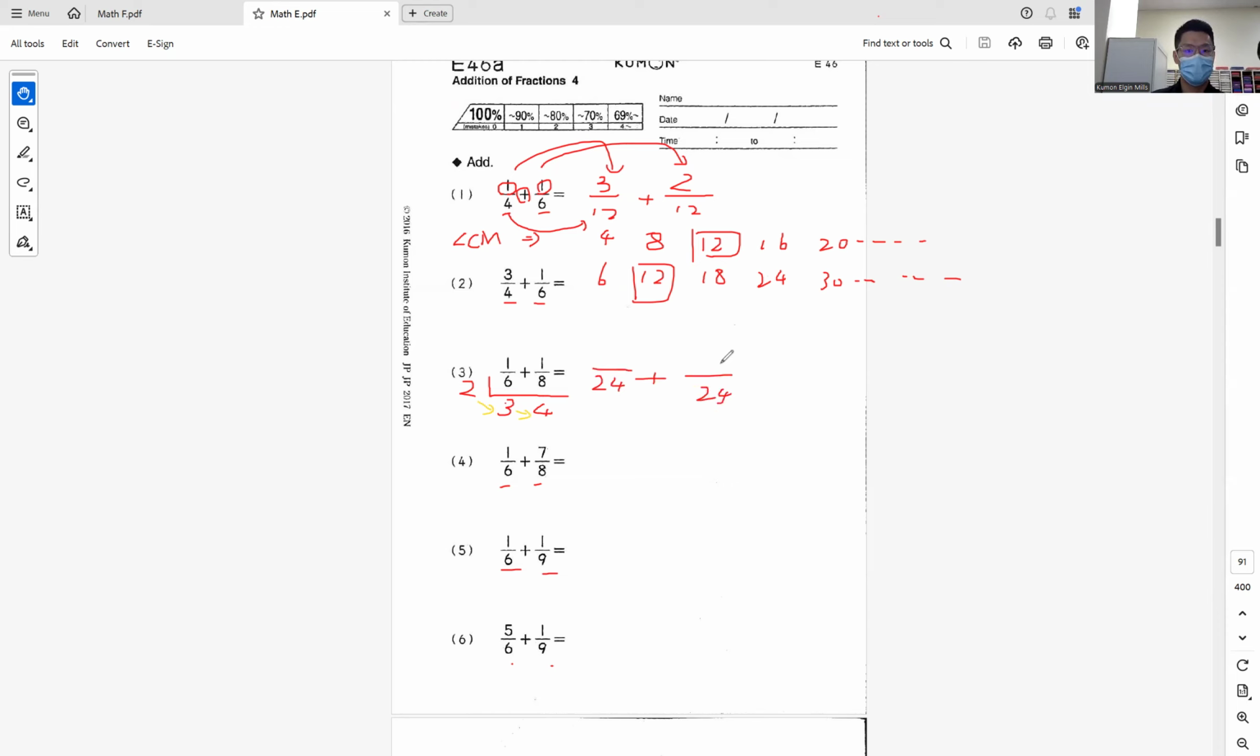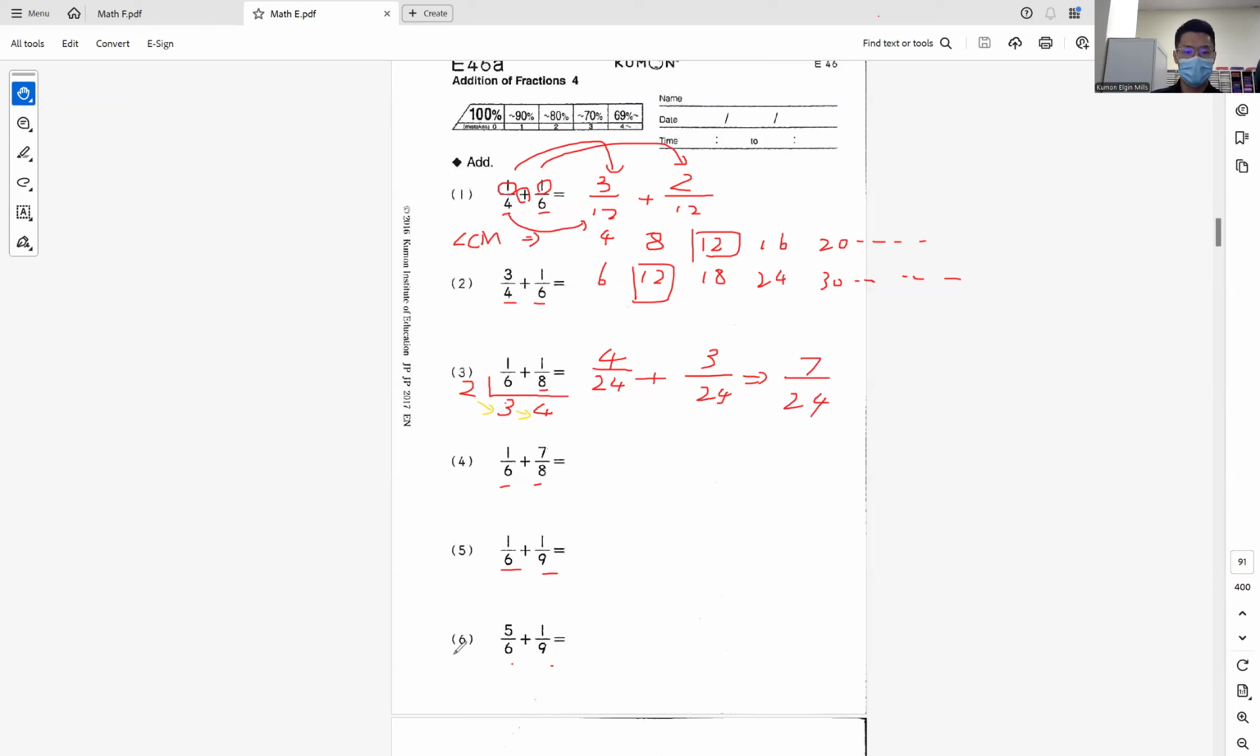Now, same thing. How many times does 6 go into 24? 4 times. So the numerator will become 4. How many times does 8 go into 24? 3. Okay, so the top becomes 3. So what's my final answer here? 7 over 24. Good job.